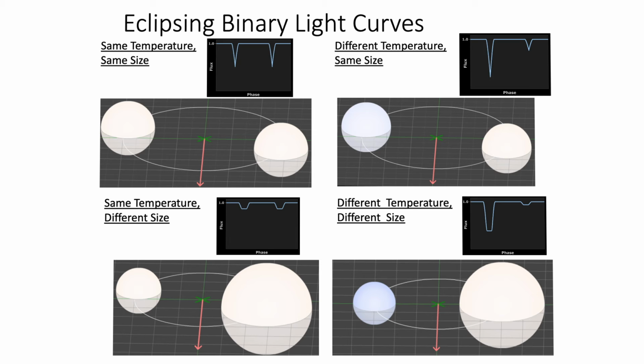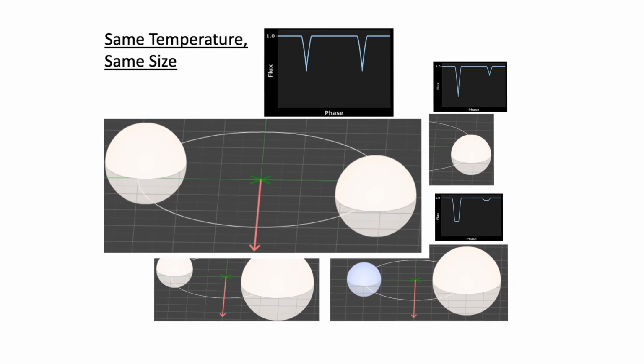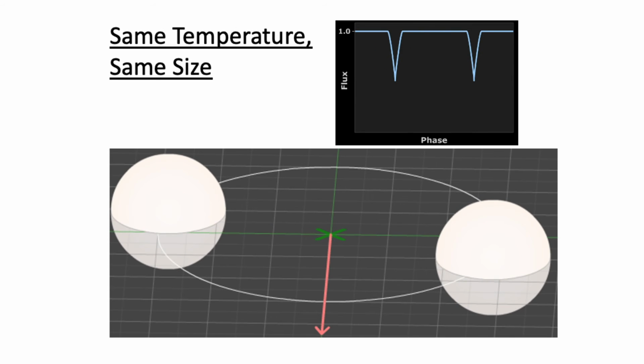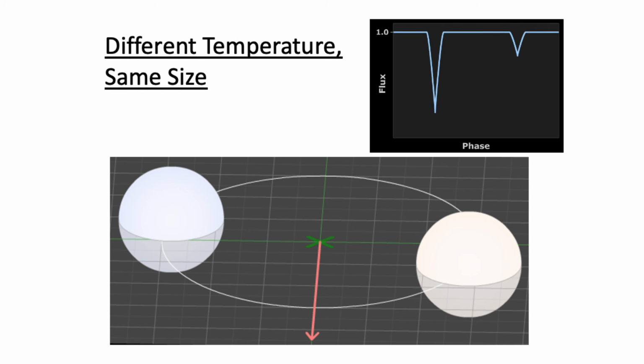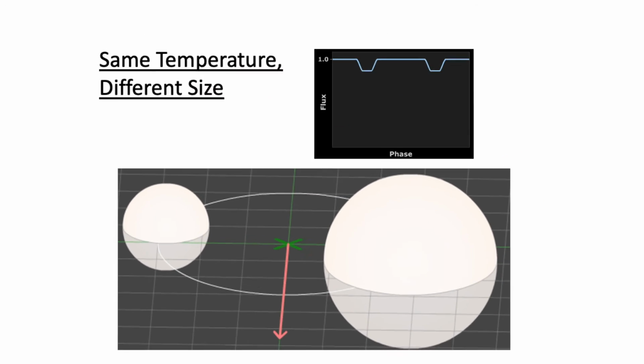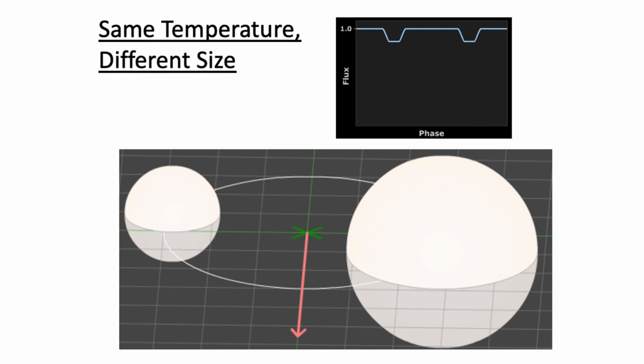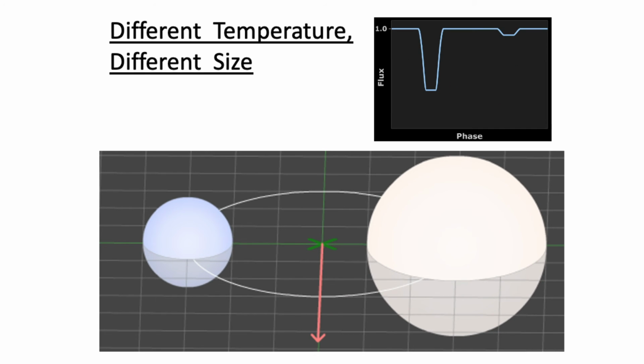In this graphic, we see all 4 broad categories of the limited parameter space shown in an eclipsing binary computer simulation. Same temperature, same size, which gives us pointed eclipses of the same depth. Different temperature, same size, which gives us pointed eclipses with different depths. Same temperature, different size, which gives us flat eclipses with the same depths. And different temperature, different size, which gives us flat eclipses with different depths.